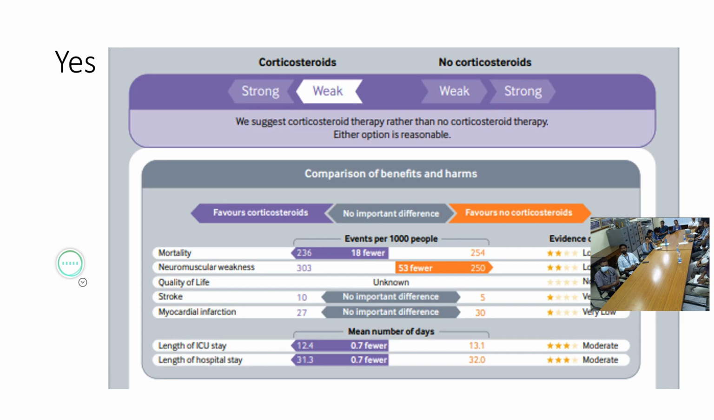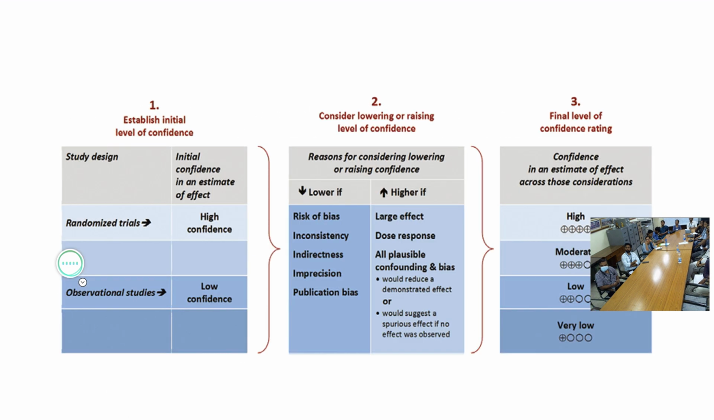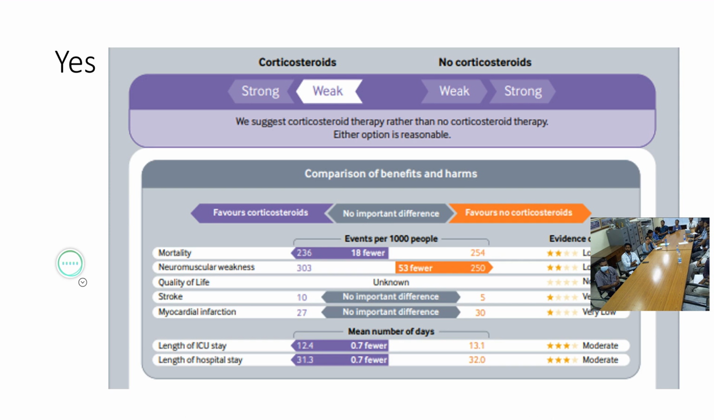So in this particular study, they had given a weak recommendation to give corticosteroids. And the grade was given here, and the quality of the evidence was low, or the confidence in the quality of evidence was low. What about mortality? Can you tell how you can interpret that mortality in that figure? So 18 fewer people died in the arm with steroids as compared to people who did not receive the steroids. 18 fewer per 100 or?